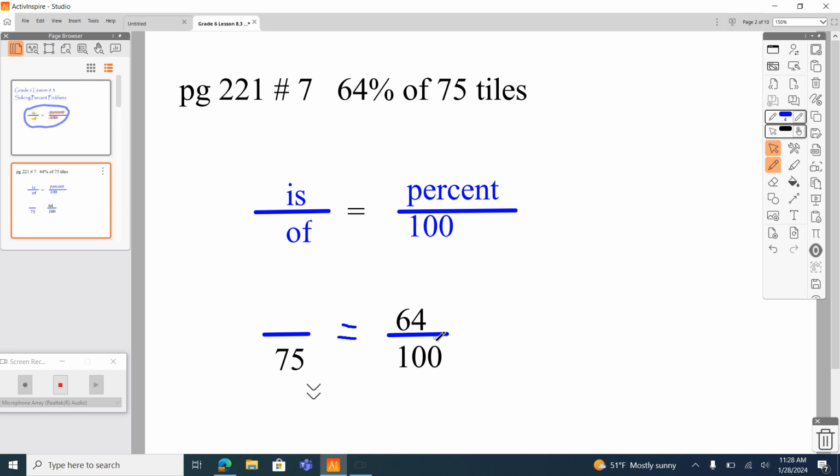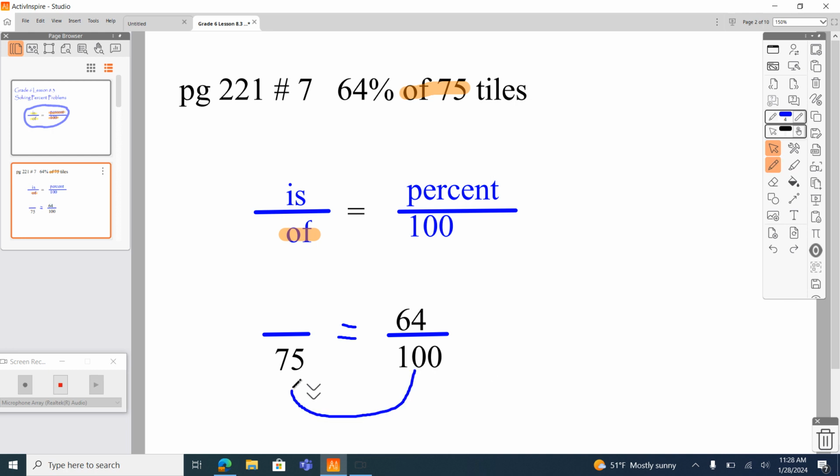Now the word of is closest to the number. They gave us 75 tiles. That number 75 is literally in the problem, closer to the word of. I don't even see the word is. So it's going to go on the bottom, because of goes on the bottom of the other ratio. Now we need to find a pattern of multiplication or division between 75 and 100.